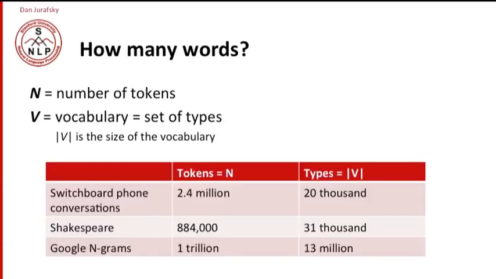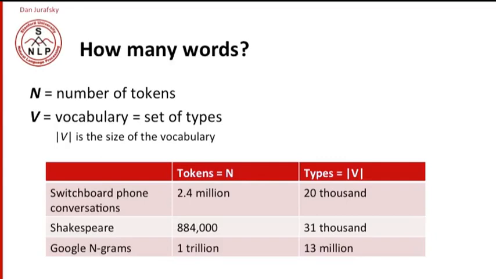Data sets of text are called corpora. And here are 3 important corpora. The Switchboard corpus of phone conversations has 2.4 million word tokens, and there are 20,000 word types in those 2.4 million words. Shakespeare has just under 1 million word tokens. Shakespeare's quite a small corpus. He wrote 800,000 words in his lifetime. And in that less than 1 million words, he actually used 31,000 distinct words. So he had a very, very broad vocabulary, famously.